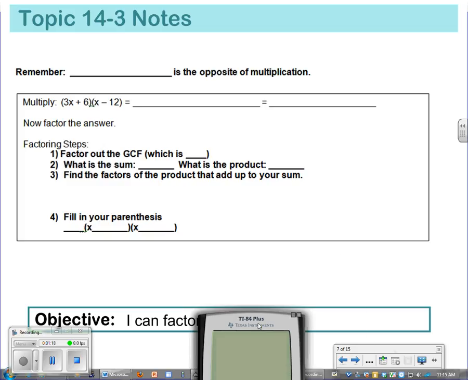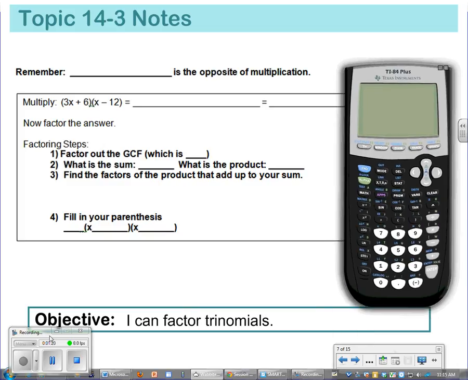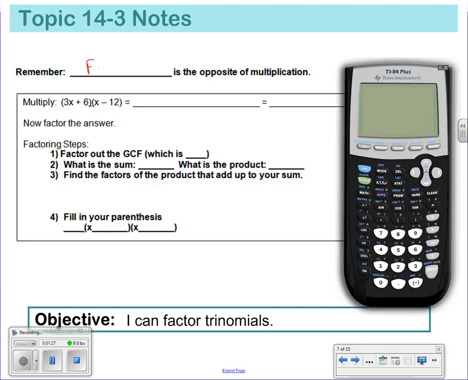As we work on today's topic, you will need a calculator because our objective is for you to factor trinomials again. Remember that factoring is the opposite of multiplication. So our first example is going to show how factoring is the opposite of multiplication. We did this yesterday. This is just a refresher.